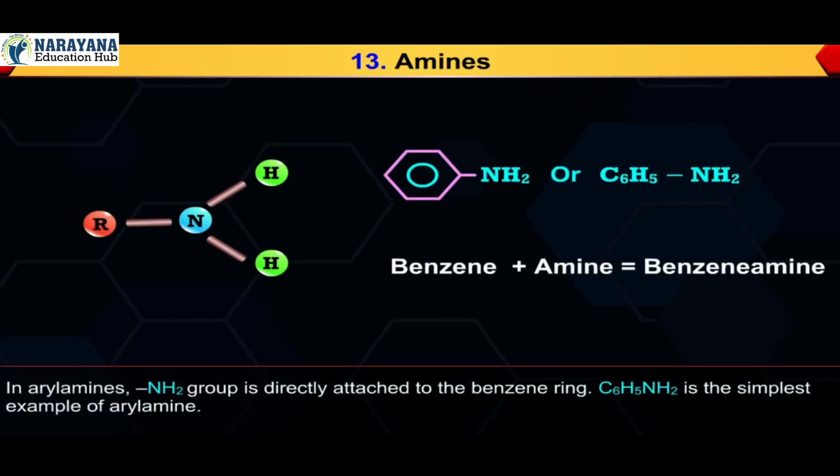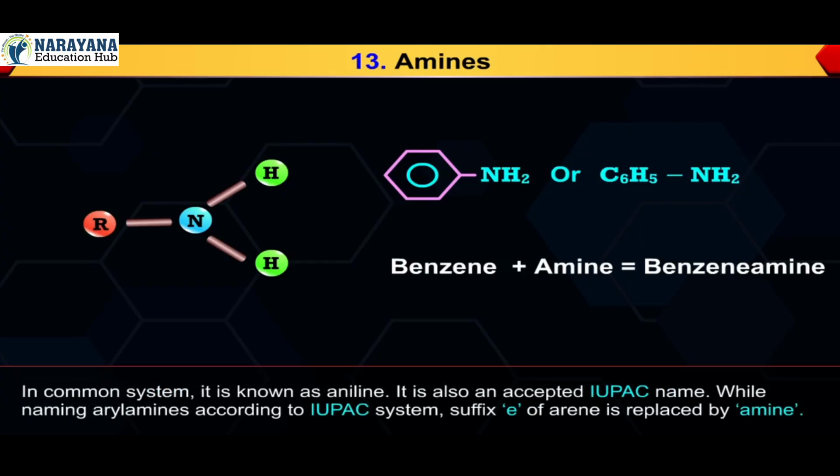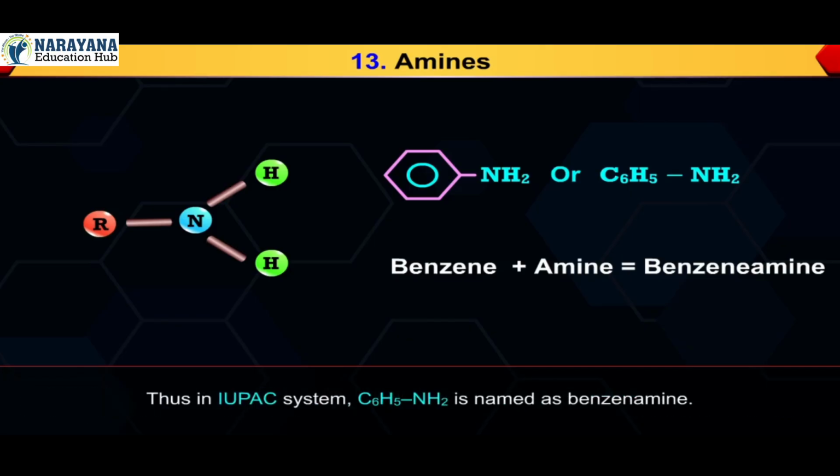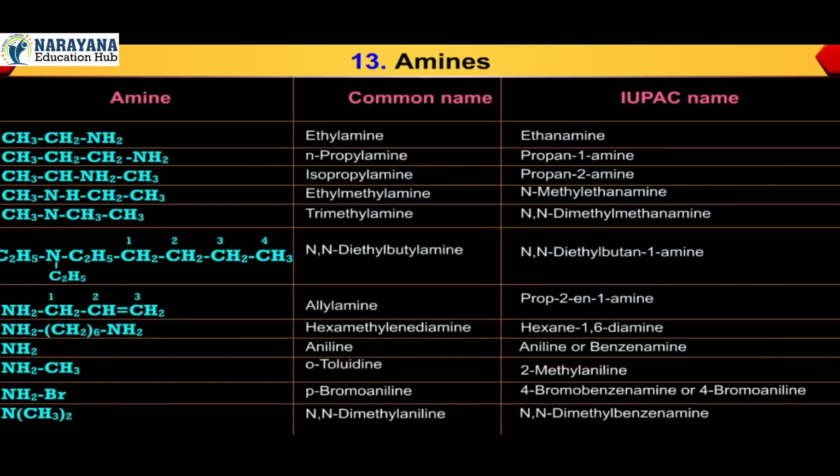In aryl amines, NH2 group is directly attached to the benzene ring. C6H5NH2 is the simplest example of aryl amine. In common system, it is known as aniline. It is also an accepted IUPAC name. While naming aryl amines according to IUPAC system, suffix e of arene is replaced by amine. Thus, in IUPAC system, C6H5NH2 is named as benzenamine. Common and IUPAC names of some alkyl amines and aryl amines are given in table.